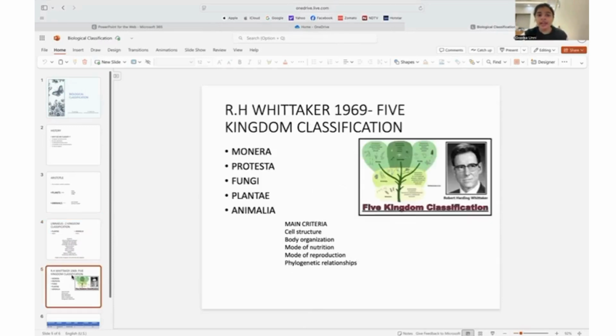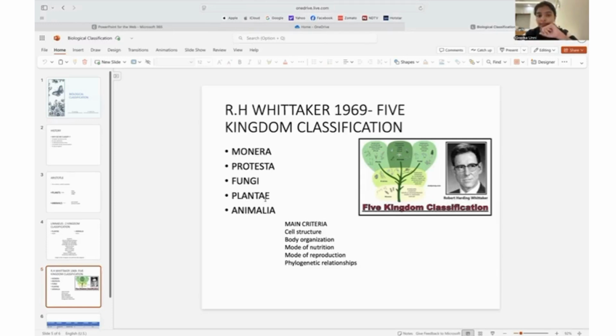Okay. And then comes another person, R.H. Whittaker. This name and the year are very important for you: R.H. Whittaker, 1969. You have to remember it in some way. He developed the five kingdom classification. So from two kingdoms, we have jumped to five kingdoms. He classified the world's living organisms into kingdom Monera, kingdom Protista, kingdom Fungi, kingdom Plantae, and kingdom Animalia.